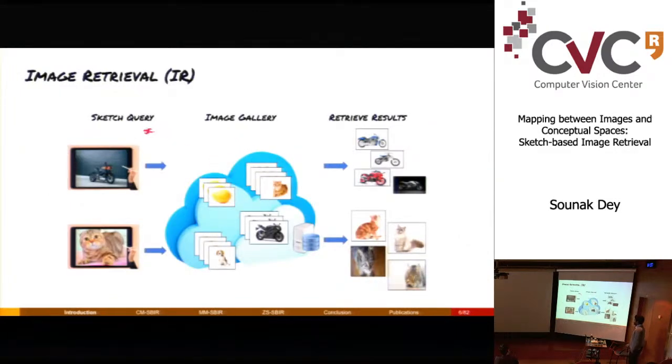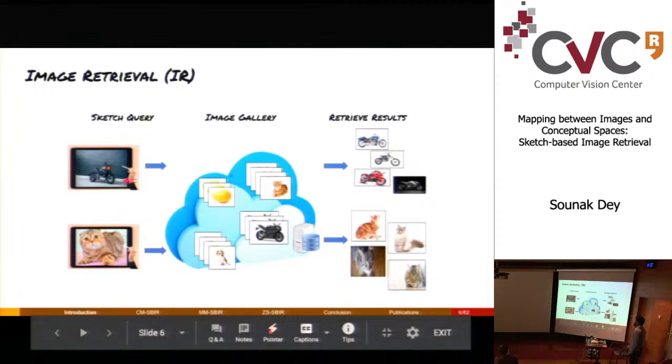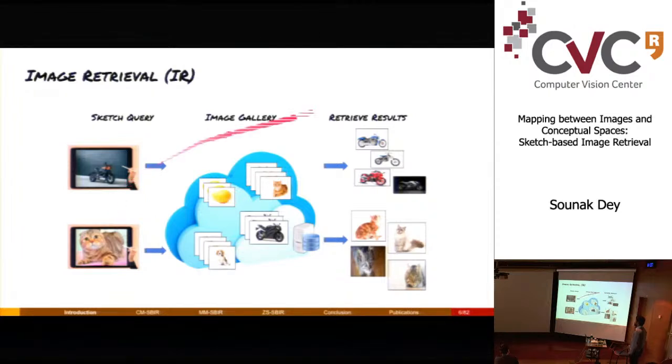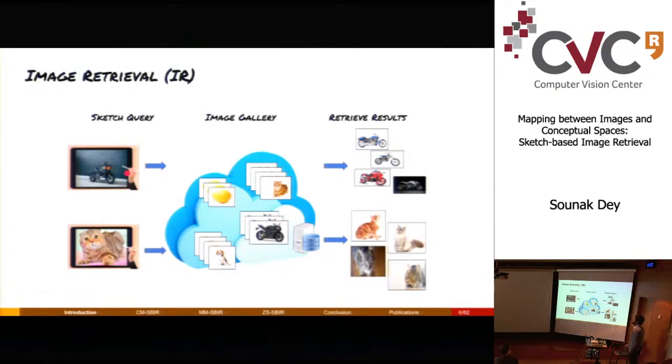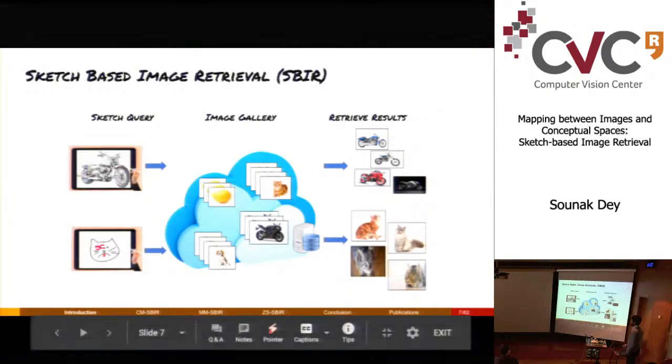So before I go in, let us understand what image retrieval is. In image retrieval, you have images, you query an image gallery, and you retrieve relevant images which are similar to these images. But just keep in mind that for the image you're searching for in the gallery, you must have an example of it. For example, in the case of bikes, you must have an example of bikes at your disposal, as well as cats if you're asking for a cat. But it's not always possible. In that case, we need sketch-based image retrieval.